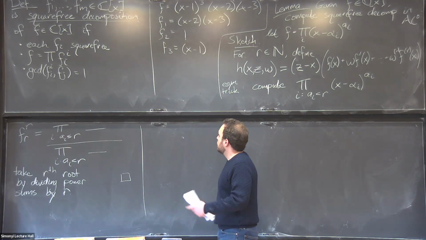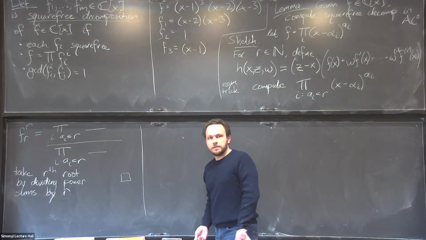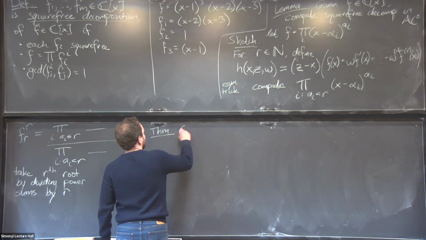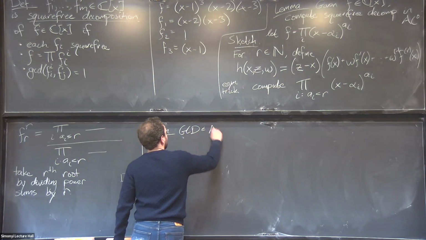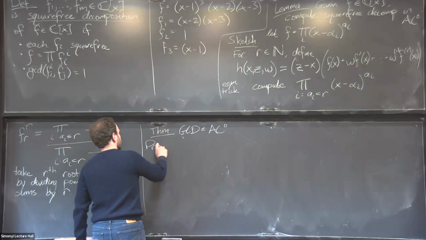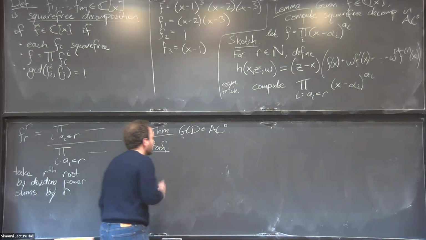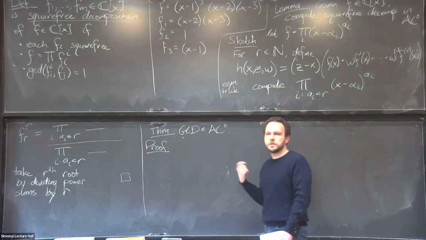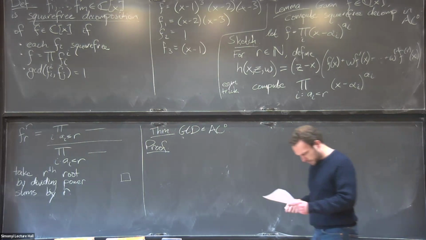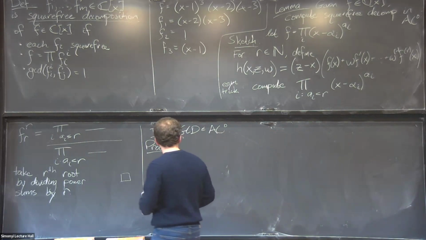Okay. And so we're basically done. Now we can compute the GCD in constant depth. So I guess before I show you this, any questions about this square free decomposition? Okay. How do we do this?